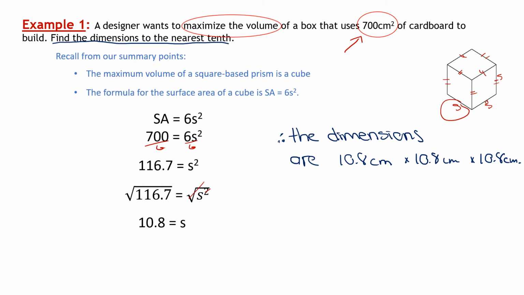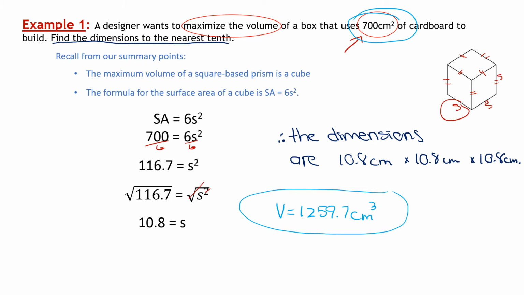It wasn't asking us for the volume, but if I multiply all those three numbers together, I get about 1,259.7. The question did say nearest tenth, so I'm just going to put 0.7 there. And that would be centimeters cubed. Question didn't ask for that, so that part that I just wrote in light blue is not needed. Question asked for the dimensions. So this light blue number here is the biggest volume you could possibly get given this much cardboard. That's the biggest volume you could get.